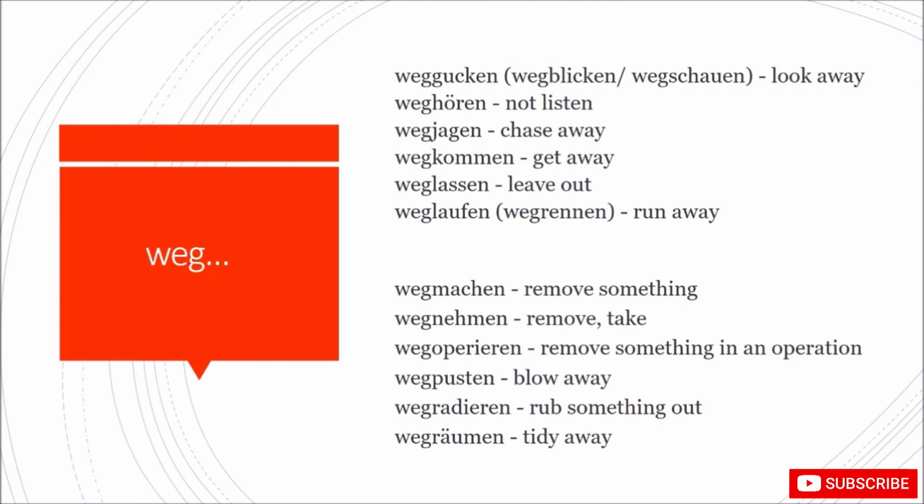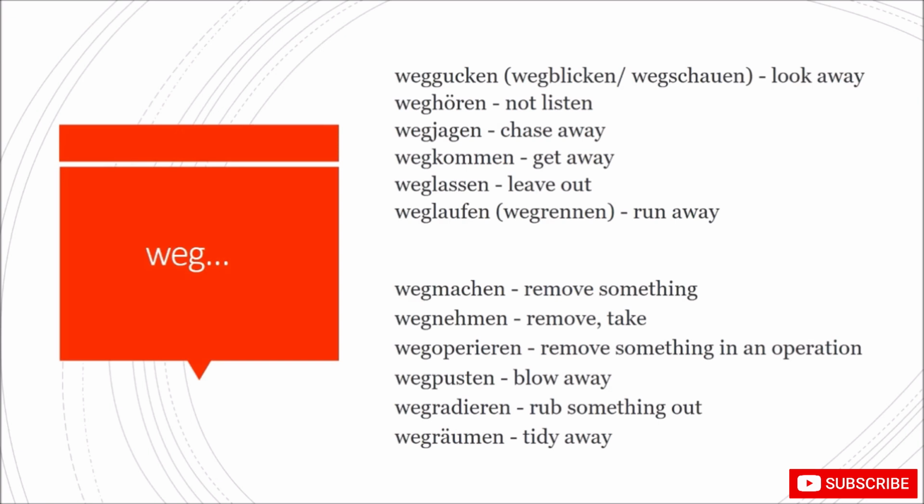Wegjagen, to chase away. Wegkommen, to get away. Weglassen, to leave out. Like I may be laying the table and I'm leaving out the spoons because we won't need them. So I would say, ich lasse die Löffel weg. Weglaufen or wegrennen, to run away. Wegmachen. Now you wouldn't see that in written text, but in spoken German people say it, which is to make away, literally, to remove something. Yeah, a child has made a mess and the mother says, mach den Dreck mal weg. Yeah, get rid of that dirt, that rubbish.